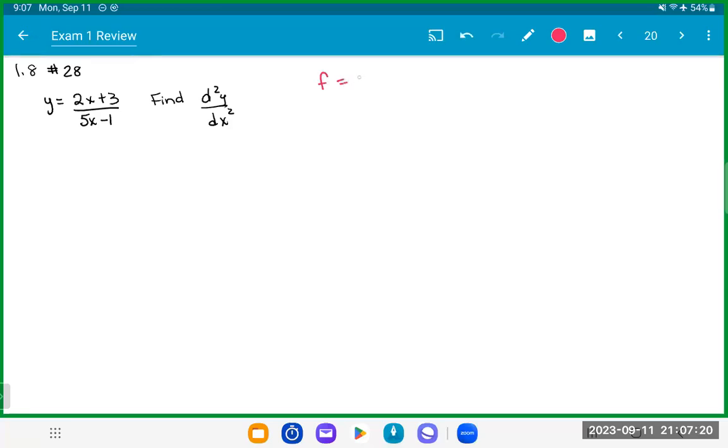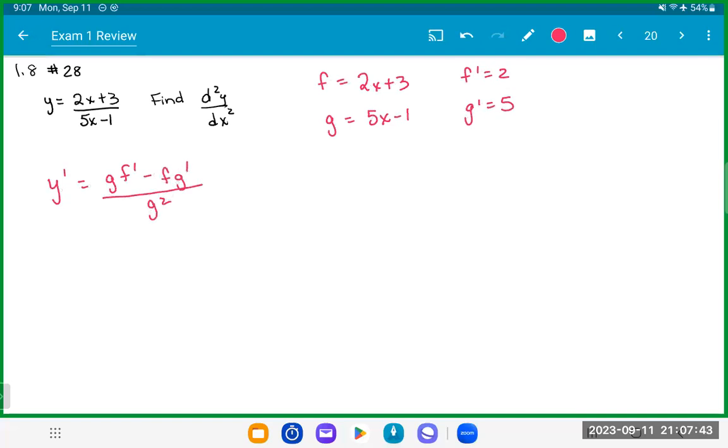So my f function is 2x plus 3, and my g function is 5x minus 1. f prime equals 2, and g prime equals 5. So we have to use our quotient rule. This is g f prime minus f g prime over g squared. So this is going to give me (5x minus 1) times 2 minus (2x plus 3) times 5, divided by (5x minus 1) squared.